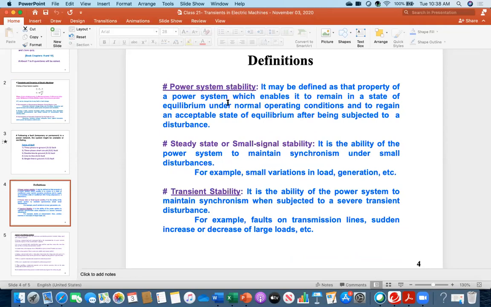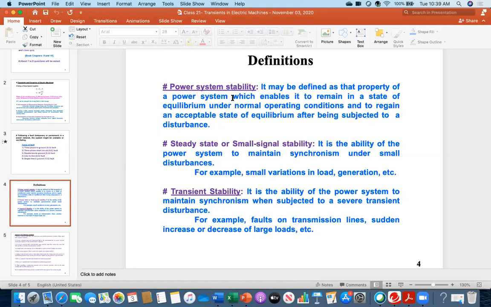For you, I have written the meaning of power system stability. It may be defined as that property of a power system which enables it to remain in a state of equilibrium under normal operating condition and to regain an acceptable state of equilibrium after being subjected to a disturbance. So it's a little bit long. The meaning is that when you say a power system is stable, what does that mean?